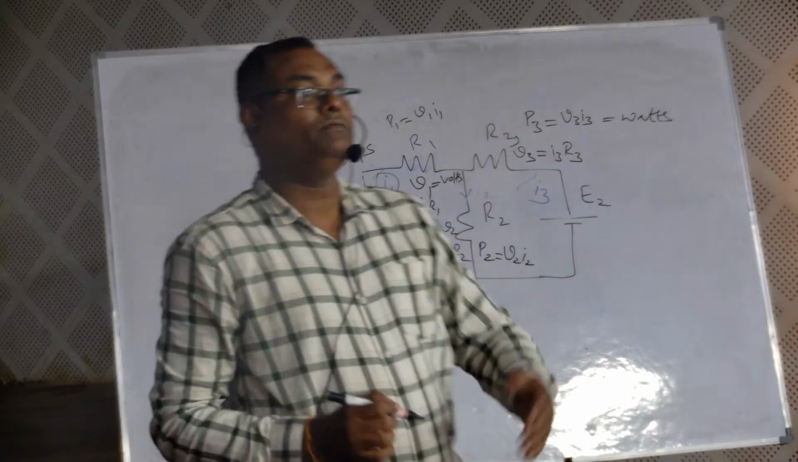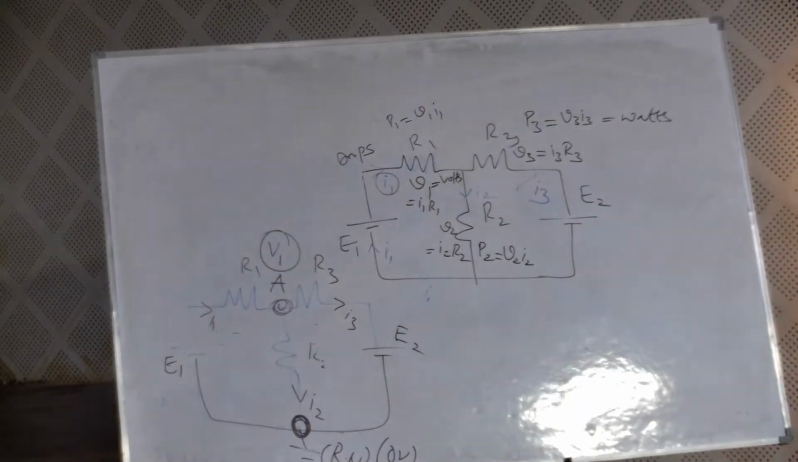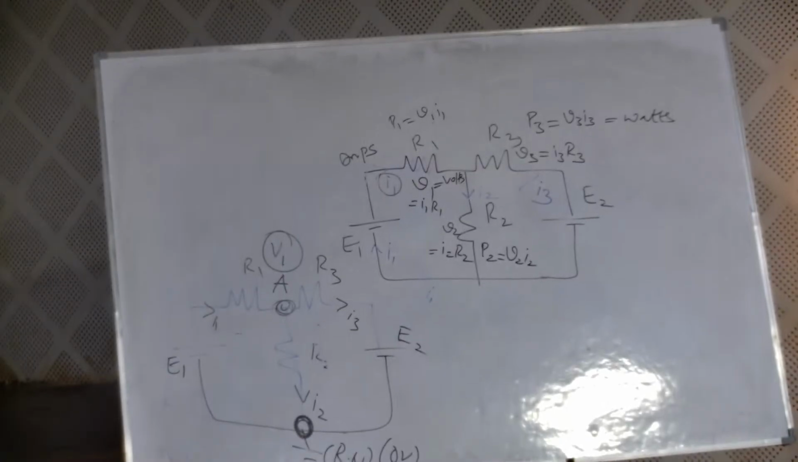We have some procedure. In mesh analysis, I1, I2 we have to find out. But in the nodal method, V1 is the unknown voltage that we have to find out. We have some procedure to find V1. If you find V1, automatically we get branch currents.